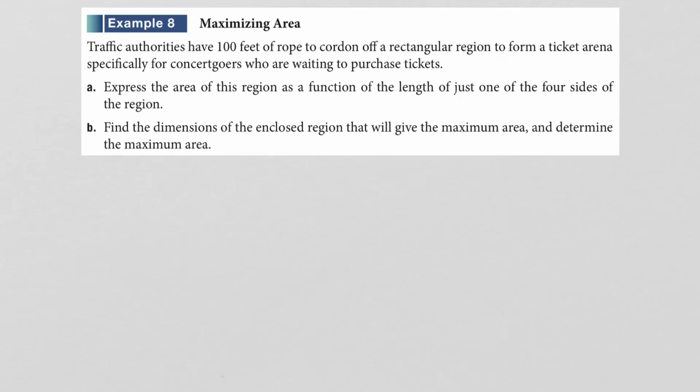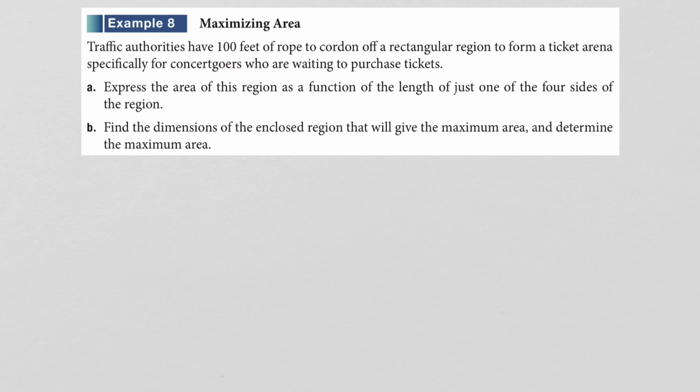And for our final example, we will look at an application. So here we have a problem on maximizing area. It says that traffic authorities have 100 feet of rope to cordon off a rectangular region to form a ticket arena, specifically for concert goers who are waiting to purchase tickets.